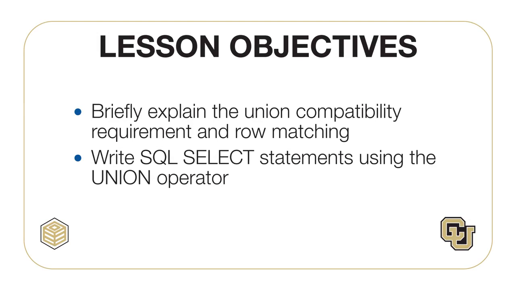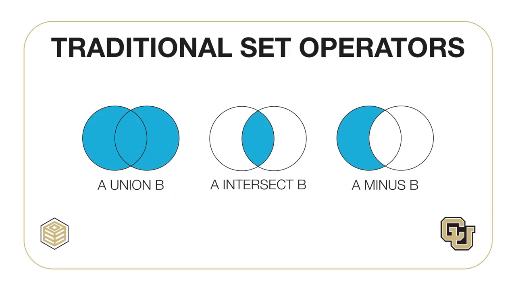You should be able to explain the union compatibility requirement in the manner of matching rows for the traditional set operators. You should be able to write select statements using the union operator, the most important traditional set operator for query formulation. The union, intersection, and difference table operators are similar to the traditional set operators. The traditional set operators are used to determine all members of 2 sets for the union, common members of 2 sets for the intersection, and members unique to only one set for the difference, as depicted in these Venn diagrams.